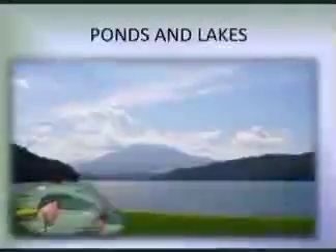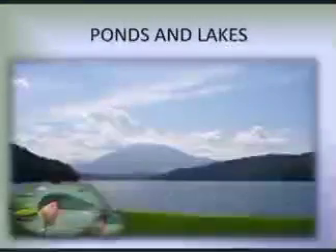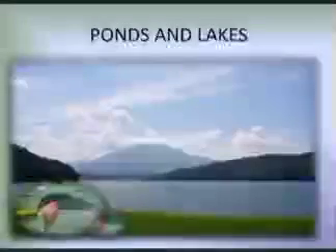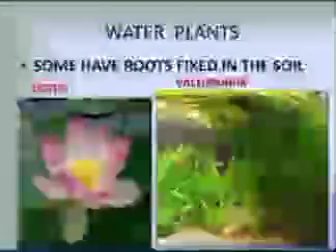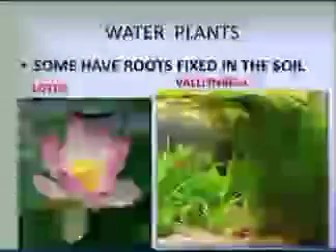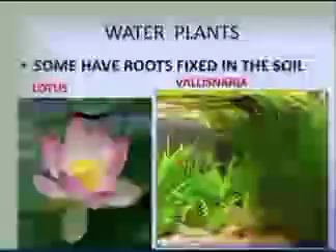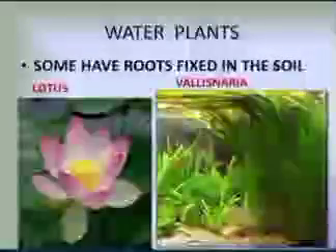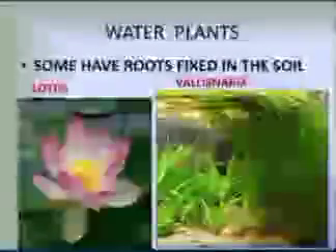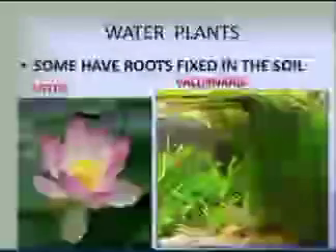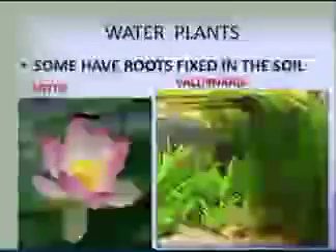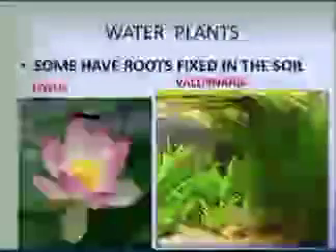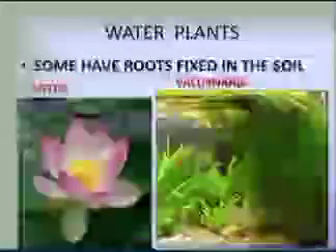Now, another type of aquatic habitat is ponds and lakes. These are freshwater bodies. A number of organisms, including plants and animals, survive in these aquatic habitats also. First of all, when we talk about plants, we have different types of plants inside these water bodies, ponds and lakes. Some are submerged plants, some are floating plants, and some are emergent plants also. When we talk about floating plants, we have rooted and non-rooted plants.